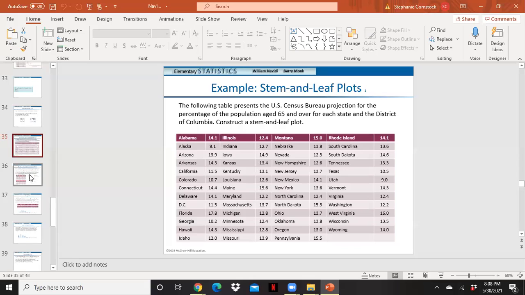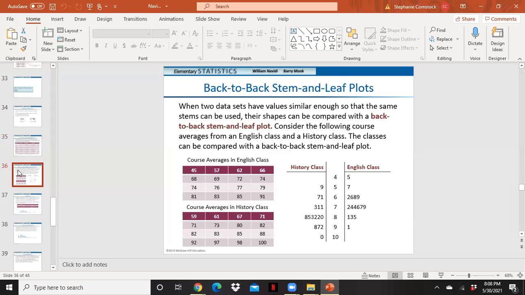Now, the next type, and this is still in the stem and leaf, is what's called a back-to-back stem and leaf. I don't see these as often, but it is a way for us to compare two sets of data that have the same structure.